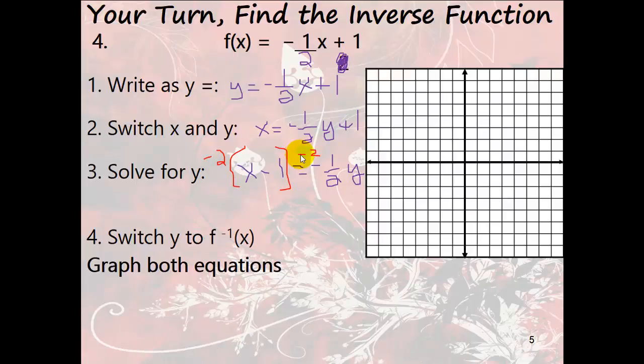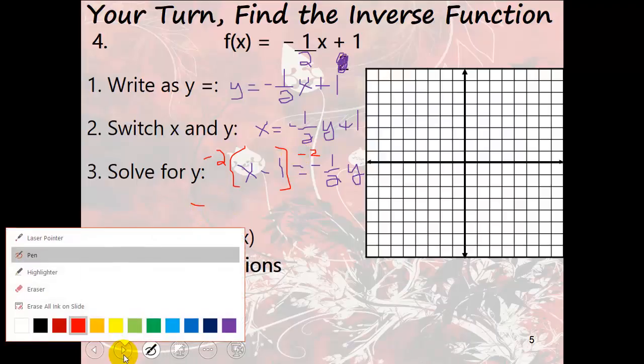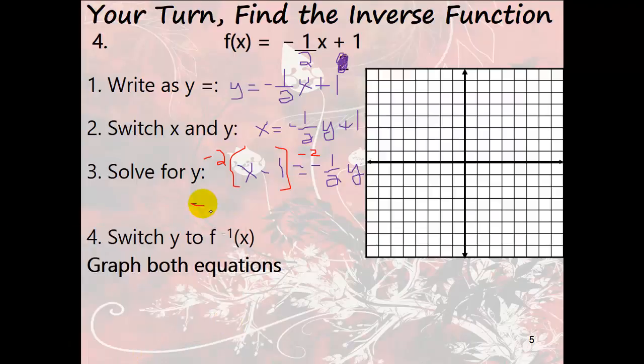Okay? I'm going to do that to cancel out this negative 1/2, right? So I'm going to get negative 2x plus 2 equals y. Now remember, this is my f inverse. So f inverse of x is negative 2x plus 2. So now let's graph this, okay?